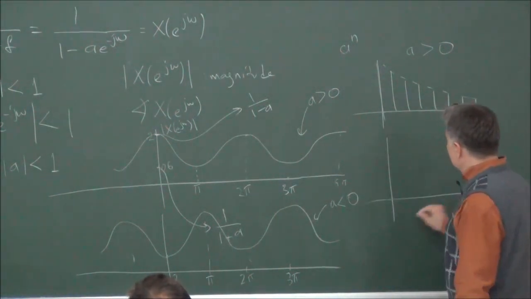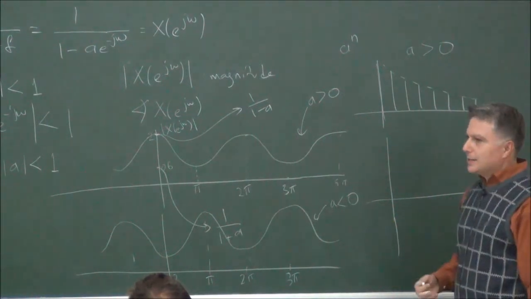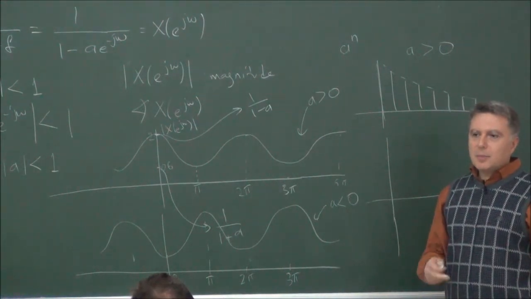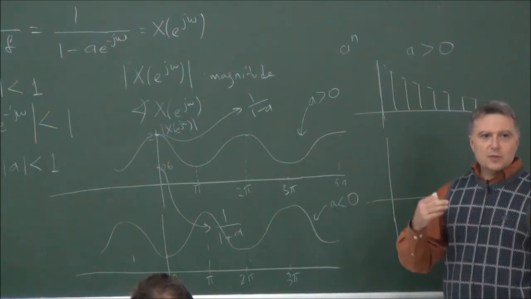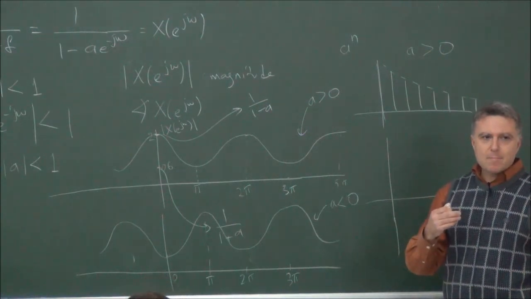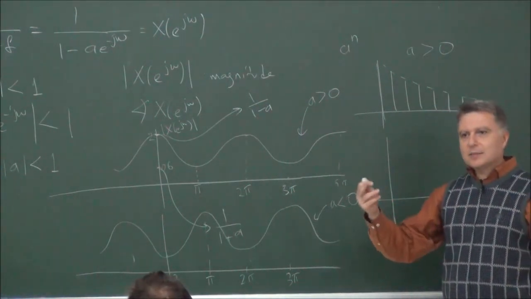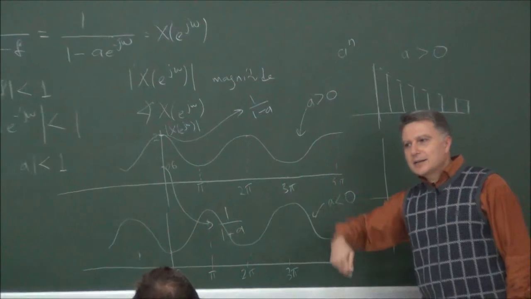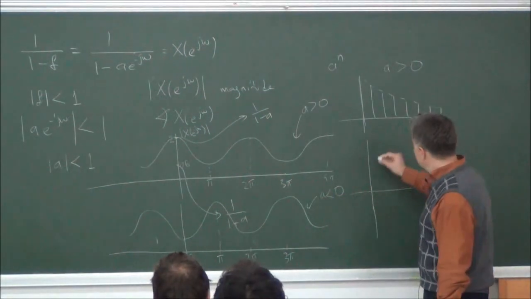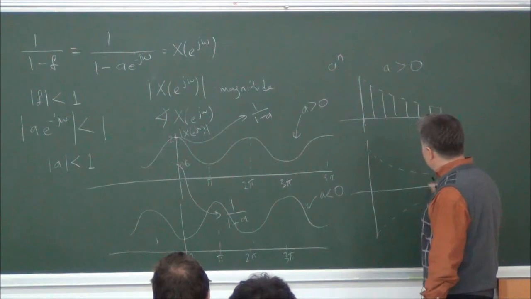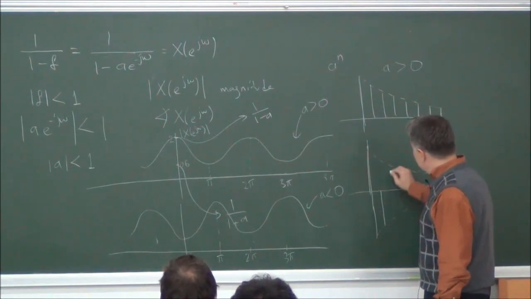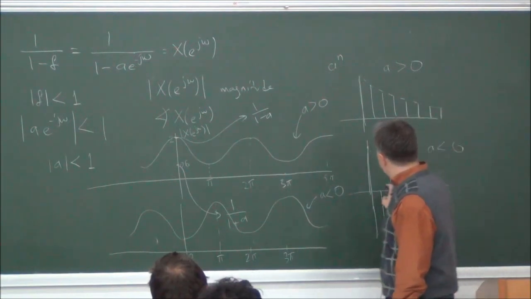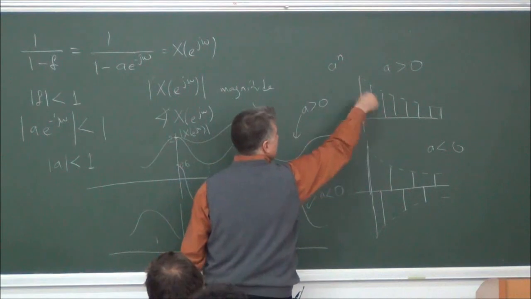What does the time signal look like for a less than 0? It's a negative number to the n. For example, minus 0.5 to the n. Minus 0.5 to the 0 is what? 1. To the 1 it is minus 0.5. Then plus 0.25. Then minus something. Then plus something. Then minus something. It looks like this. The situation is like this. If a is less than 0, the bottom figure. If a is greater than 0, it's the top figure.